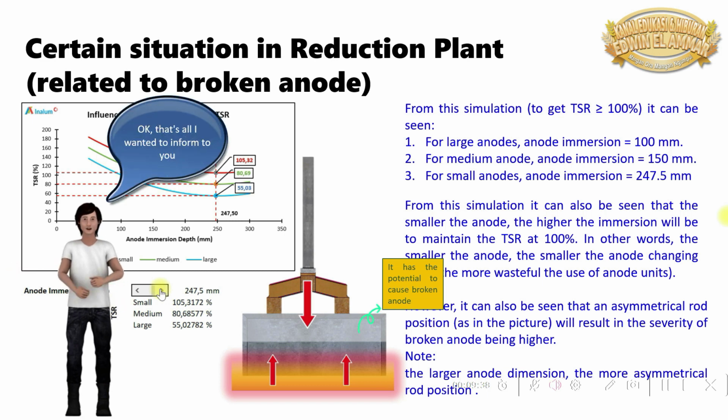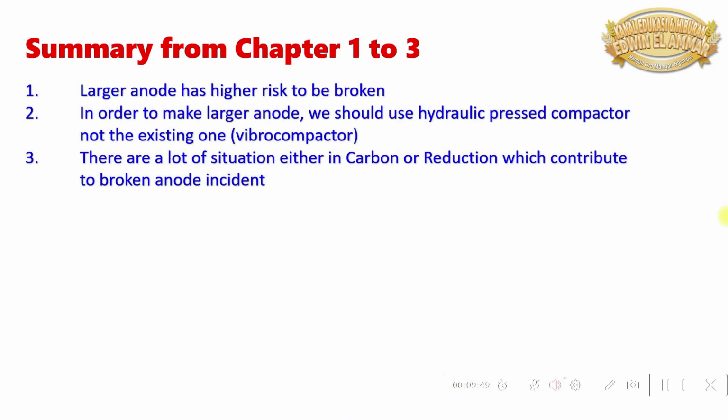Okay, that's all I want to inform you. Summary from Chapter 1 to 3. 1. Larger anode has higher risk to be broken. 2. In order to make larger anode, we should use hydraulic pressed compactor, not the existing one, vibro compactor. 3. There are a lot of situations either in carbon or reduction which contribute to broken anode incident.